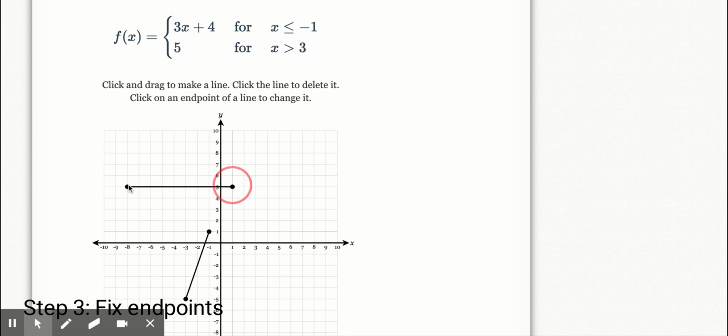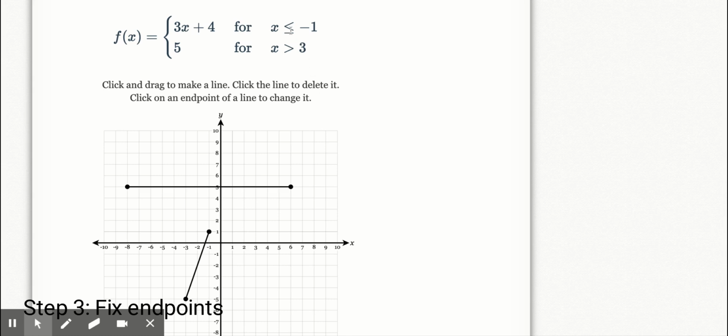This happens. That's why I do suggest that you do graph it on your own paper and then just transfer that graph onto Delta Math, because Delta Math is pretty finicky, and I apologize. I wish it was a better situation, but we do have to work with what we've got.